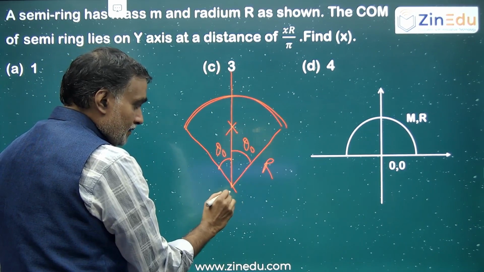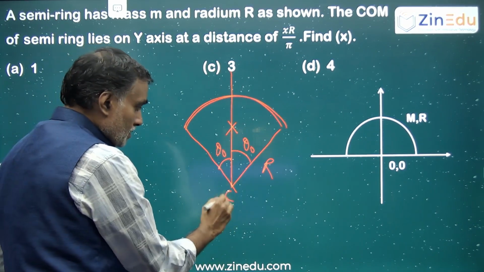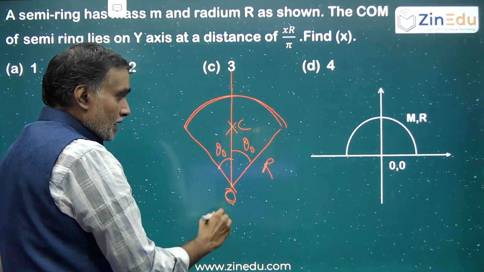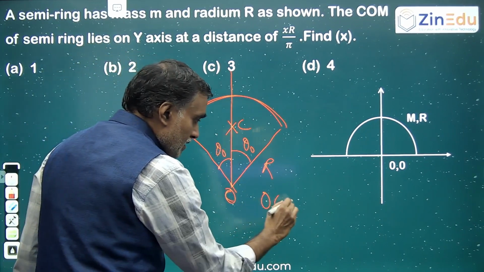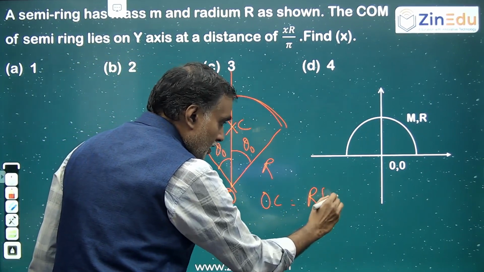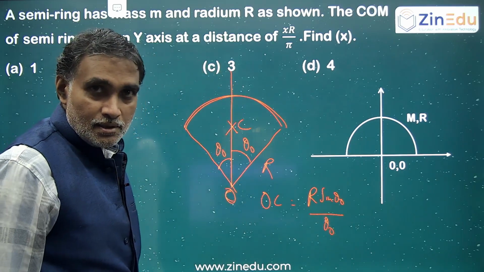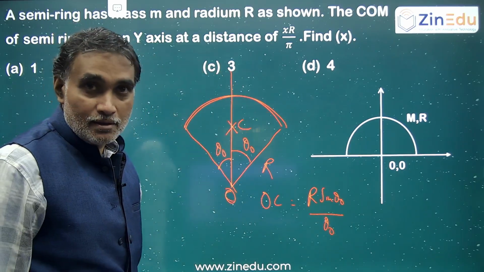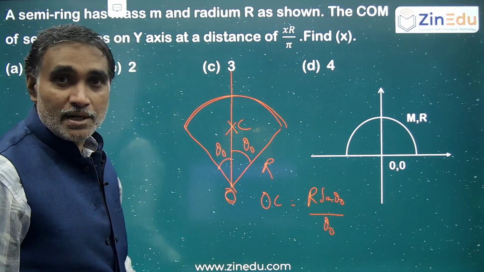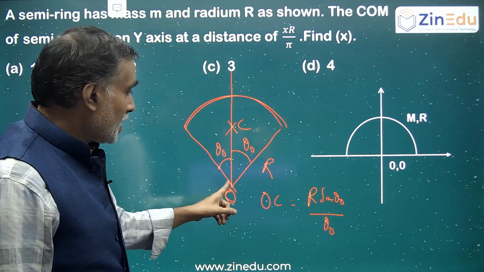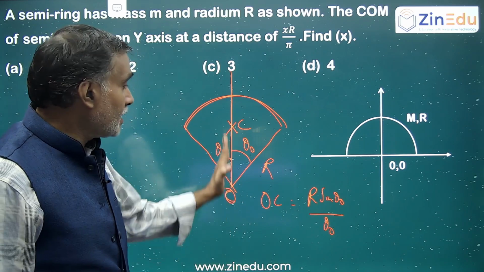Then this is center of the arc of a circle and the center of mass is here. So, what is OC? It is given by r sin theta naught by theta naught. If a uniform wire is bent in the form of arc of a circle, then what is distance of center of mass from center of the arc? Is r sin theta naught by theta naught along the line of symmetry.